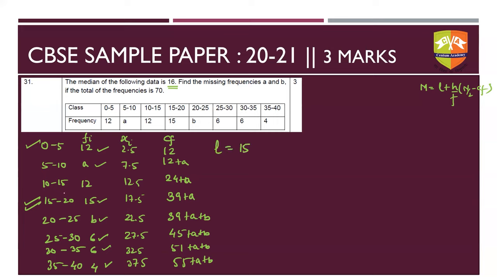15. What is H? 5. What is F? 15, isn't it? What is N by 2? That is not known. N by 2 will be (55 plus A plus B) by 2. What is CF? 24 plus A. Yes or no? Are these data okay? Is this the data you are using now? So now next, how to do?